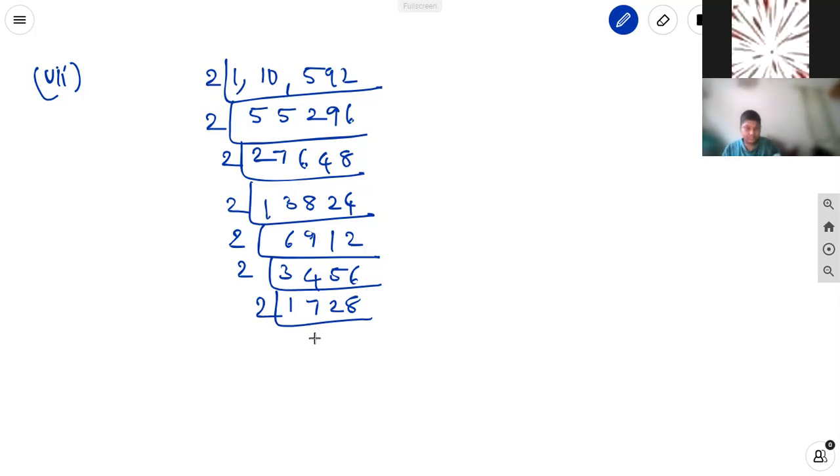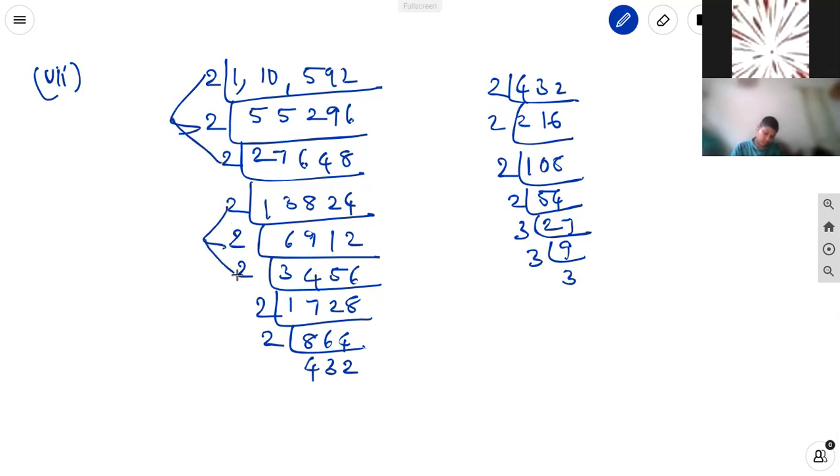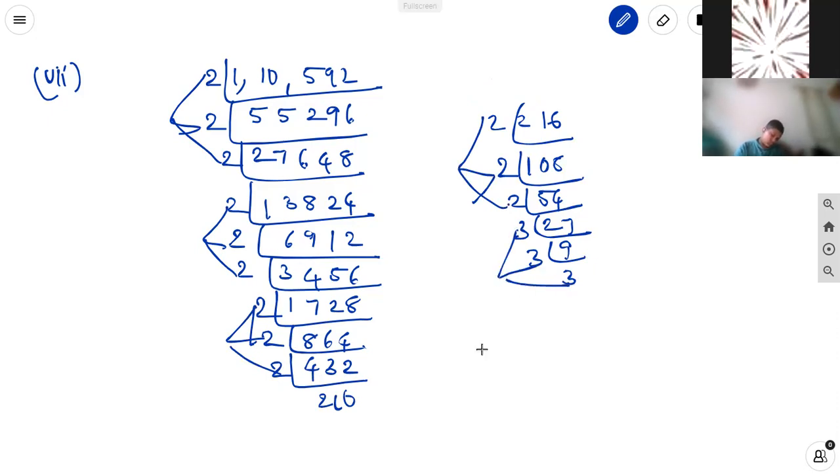2 sixes are 12, 2 nines are 18, 2 twos are 4, 2 threes are 6, 2 fours are 8, 2 fives are 10, 2 sixes are 12, 2 eights are 16, 2 sixes are 12, 2 fours are 8, 2 threes are 6, 2 twos are 4, 432. Here one triplet, two triplets, three triplets, and here one triplet. This is one triplet.